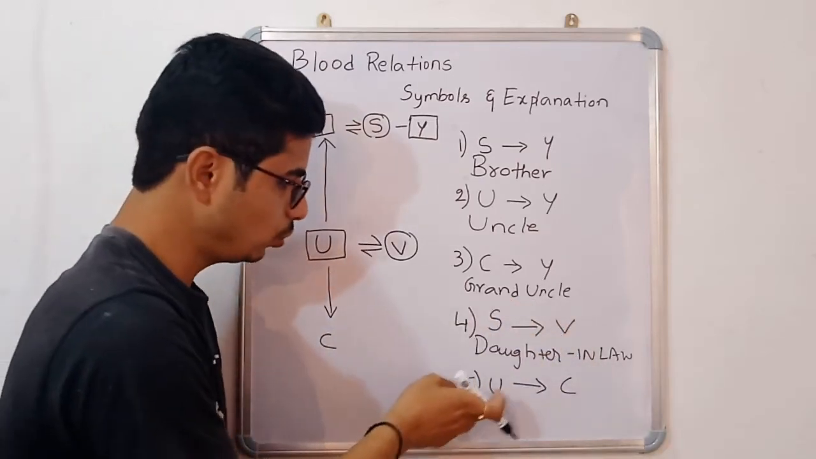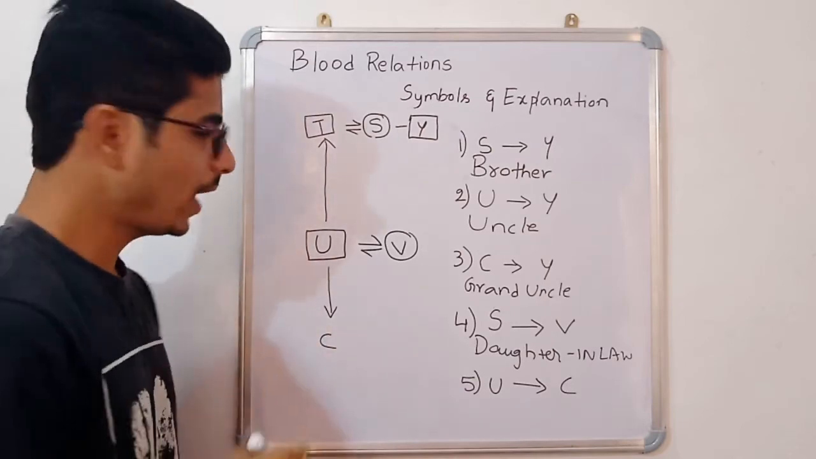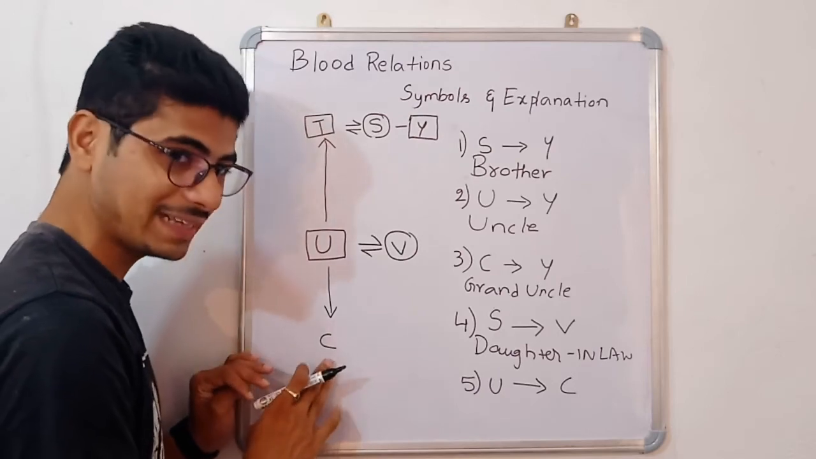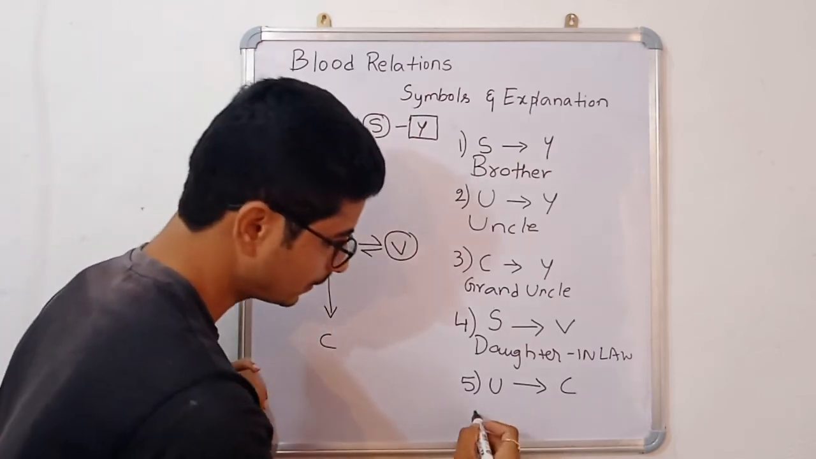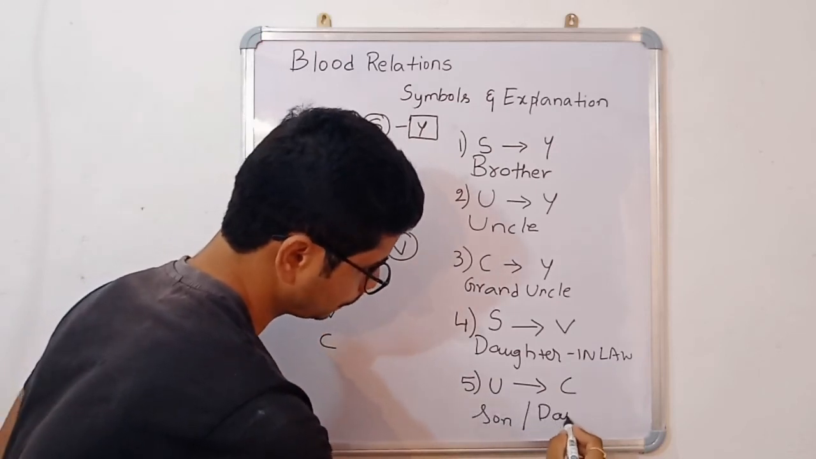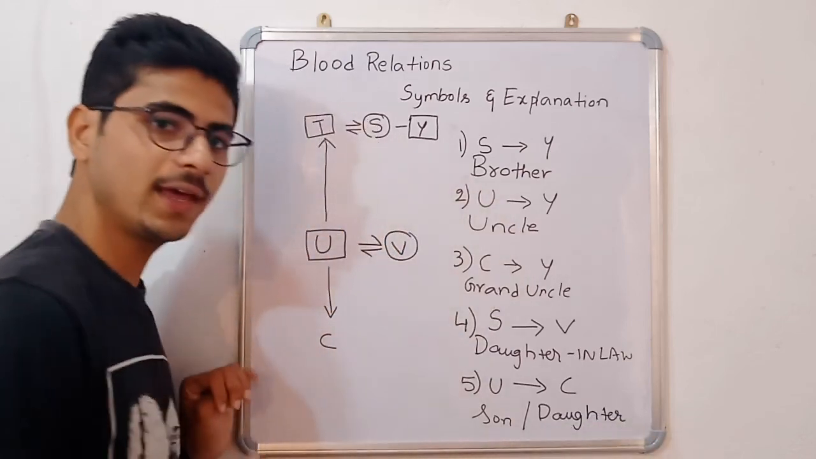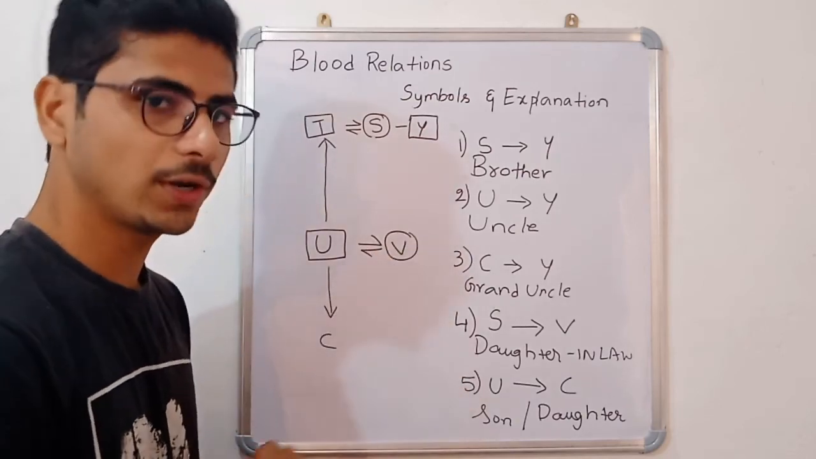Next, U to C. From U we need to see to C, right? As I said, this is -1 generation, but we don't know whether it is a male or female. So this U will call C either a son or a daughter. Either a son or a daughter. Okay, so this is one of the important questions.